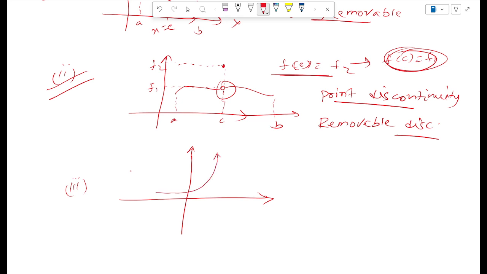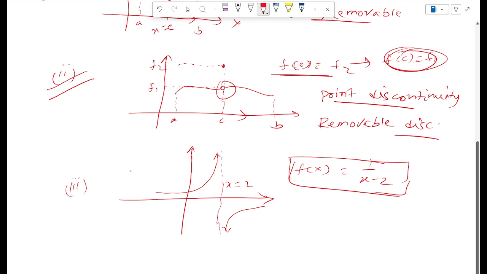This function has an asymptote at x equal to 2. And the function is defined like this. Let's say f(x) equal to 1 by x minus 2. This means at x equal to 2, the function is not properly defined. It cannot take x equal to 2 as input.